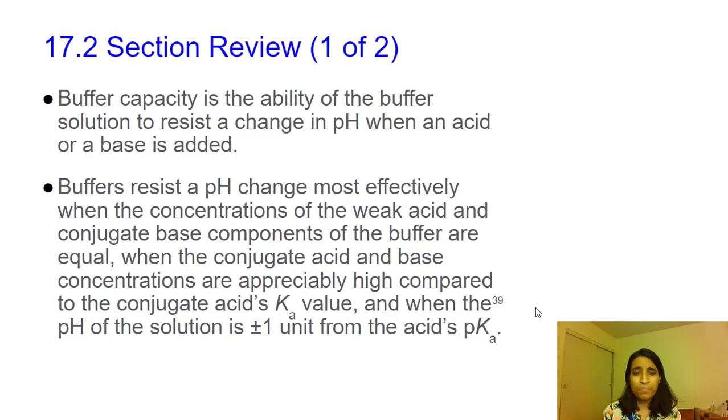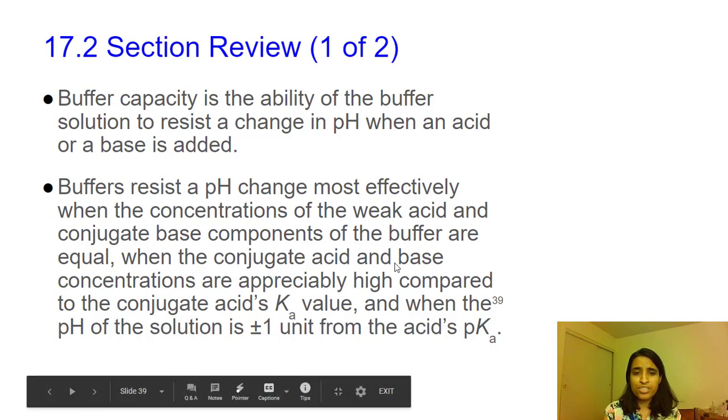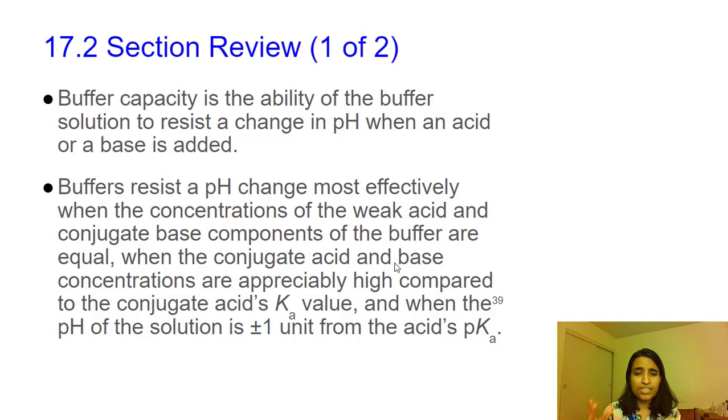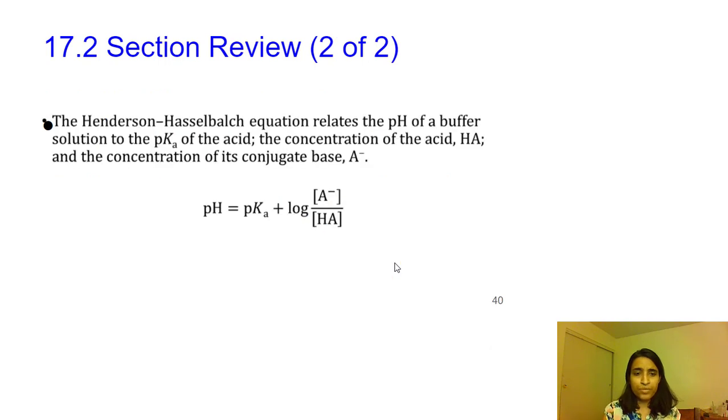So to review this, buffer capacity is the ability of a buffer solution to resist a change in pH when an acid or a base is added. We were able to see the different conditions where a buffer can be made and is good at resisting pH changes. We saw the different combinations, a weak acid and a conjugate base, or a weak base and a conjugate acid. And then we also learned that Henderson-Hasselbalch is a shortcut method to find the pH for buffers. And with this, we end section 17.2.